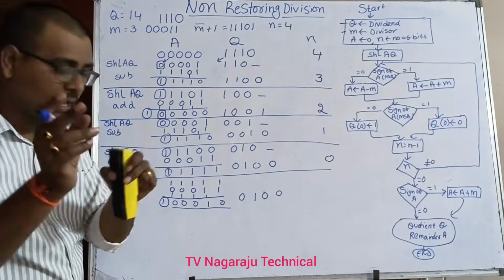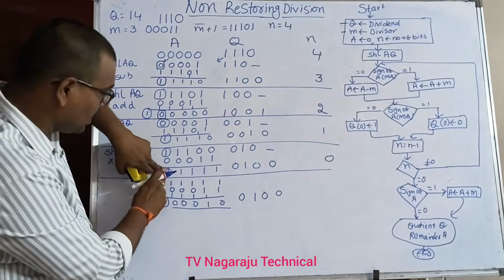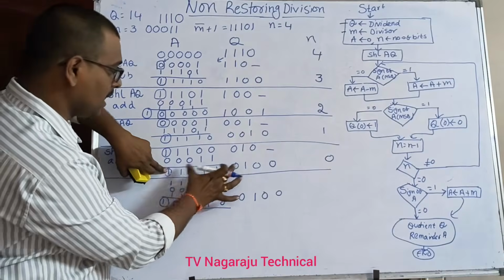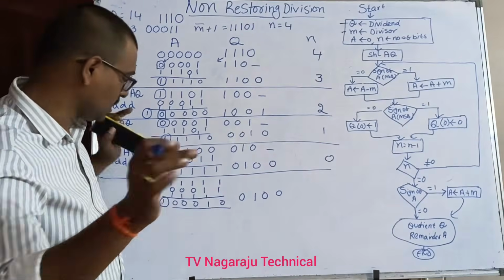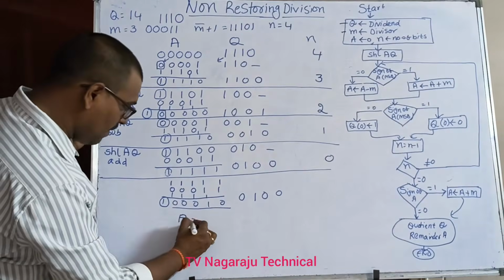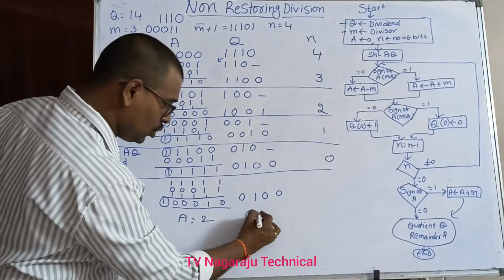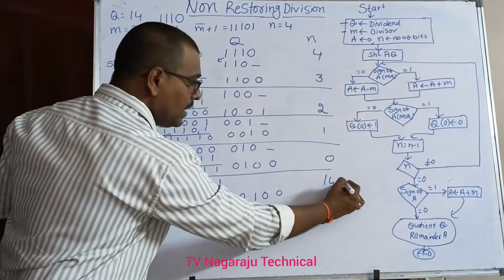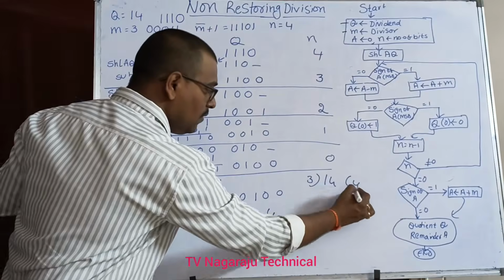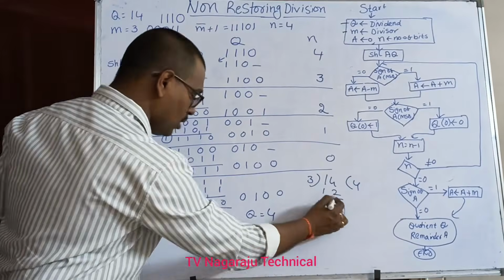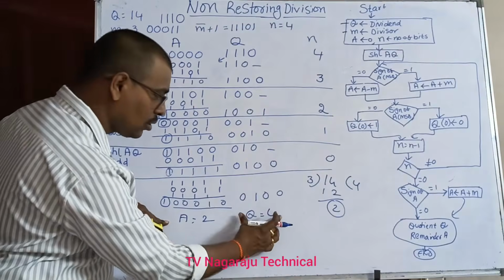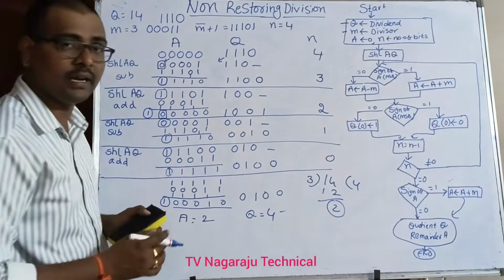Suppose you take an example where in the last step it is 0. Directly, this is the remainder, this is the quotient, stop the process. Now here, what is the A value? 2. What is the Q value? 4. Anyway, divide the number 14 by 3. 3 fours are 12. The remainder is 2. The remainder is present in A. The quotient is present in Q. You are getting the correct answer.